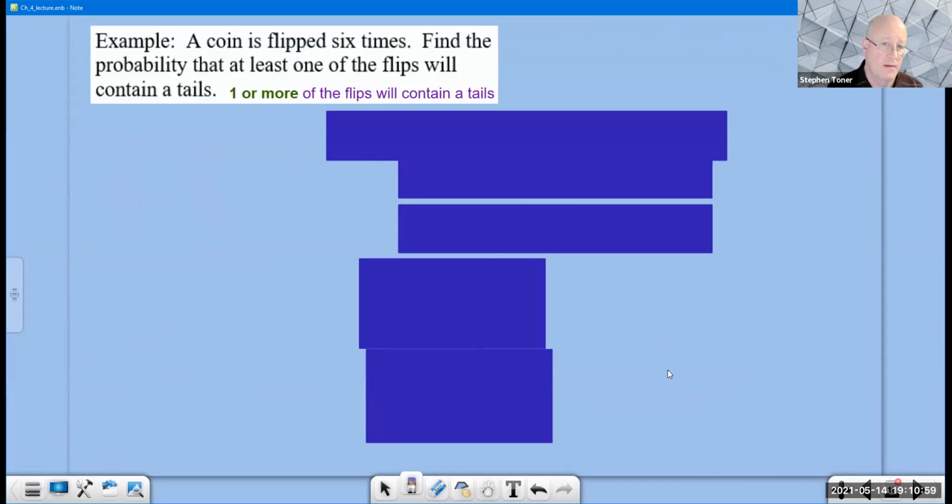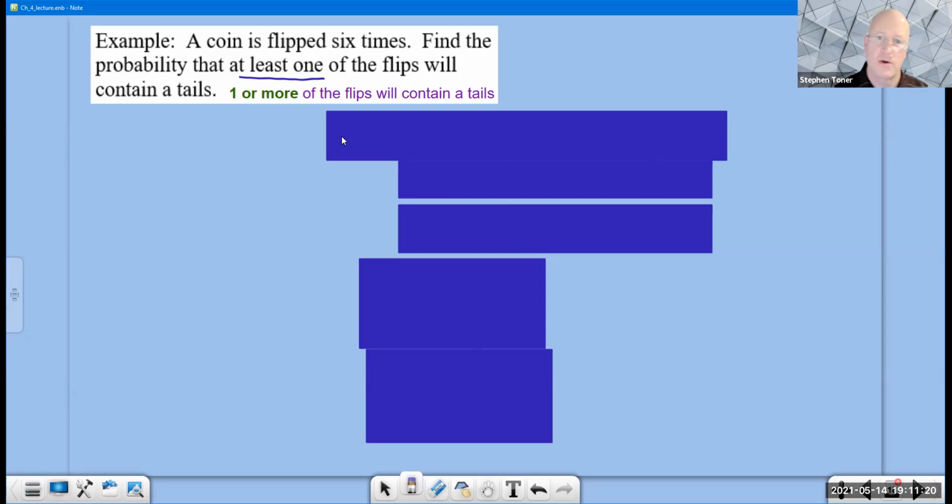Okay, next problem here. A coin is being flipped 6 times. I want to find the probability that at least one of the flips will contain a tail. At least one. That means one or more of the flips will contain a tail.